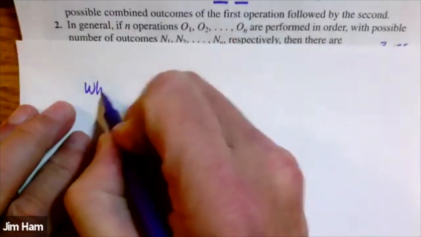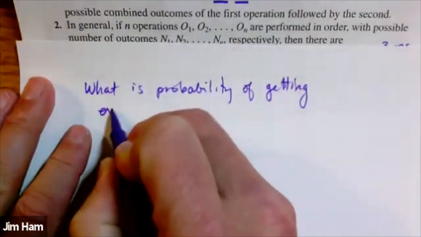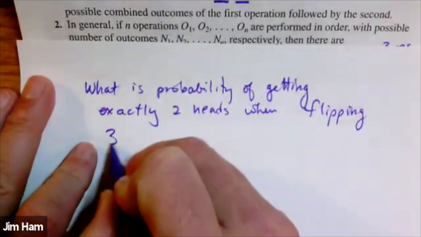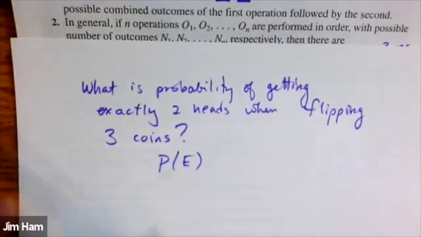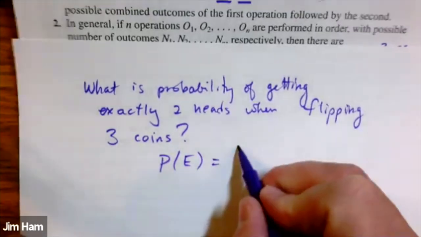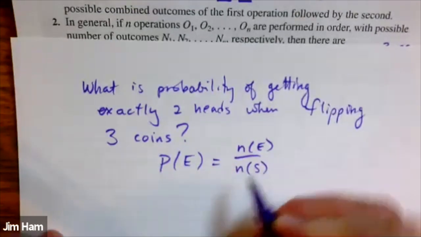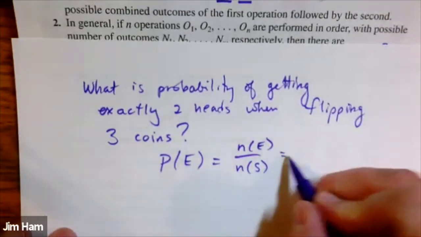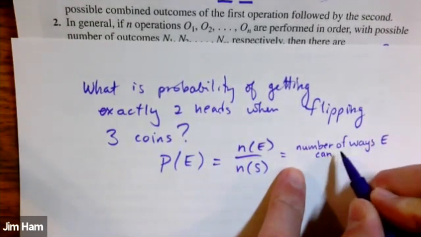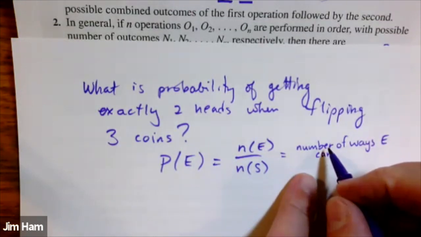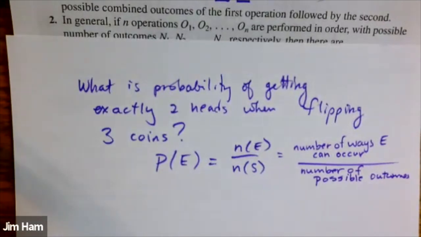In chapter 8, we're going to do probability. We're going to ask, what is the probability of getting exactly 2 heads when flipping 3 coins? There's going to be a probability formula that says the probability that event E occurs is the number of ways E can occur divided by the number of total outcomes in the sample space. So let me write that out. E is an event, and our event in this case is getting exactly 2 heads.